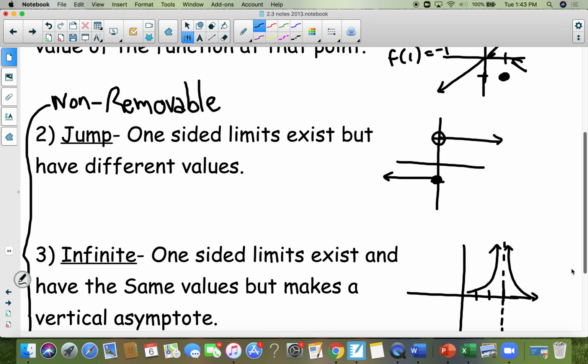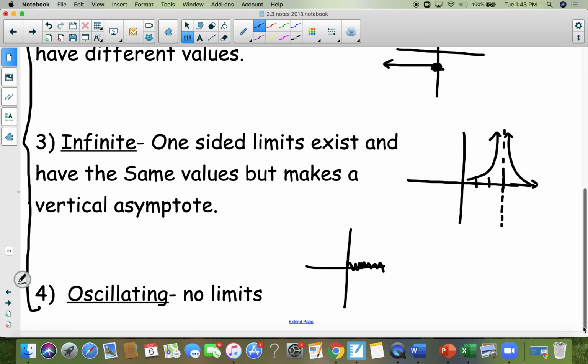The next one, infinite. One-sided limits exist and have the same values but make a vertical asymptote. So at exactly x equals 3, there's an infinite discontinuity, which means you're drawing your graph, you have to take your pencil off to draw the rest of it, and in between there is an infinite discontinuity. The other one had a jump. This one has an infinite discontinuity.